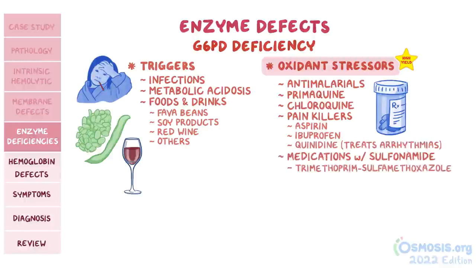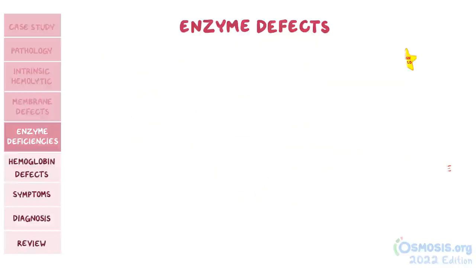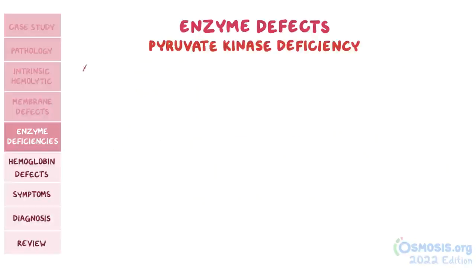An interesting fact is that G6PD deficiency protects against Plasmodium falciparum that causes malaria, since it makes the parasite-infected RBC more susceptible to oxidants, which will also kill the malaria parasites. Another less common enzyme defect is pyruvate kinase deficiency. This is an autosomal recessive disorder characterized by decreased levels of an enzyme called pyruvate kinase.